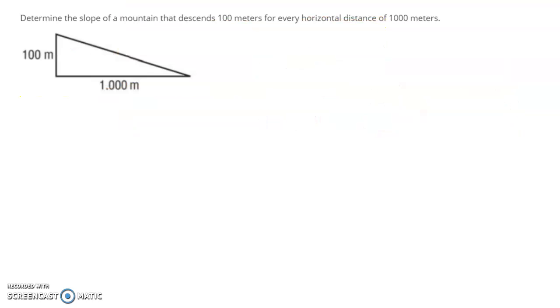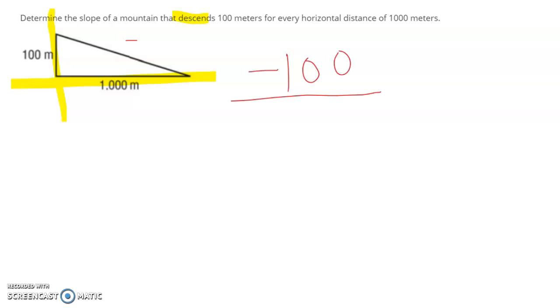The next problem: determine the slope of a mountain that descends. The word descends is going to help you out. 100 meters for every horizontal distance of 1,000 meters. Also, if you draw your graph, you would notice that this is a negative slope. The rise or the descent is 100, but because it's a descent, it's a negative 100. The horizontal distance is 1,000.